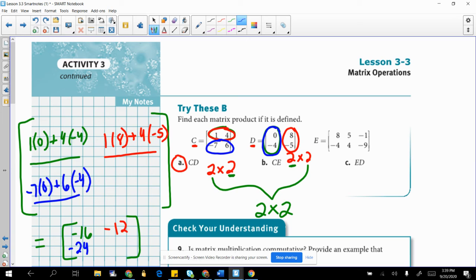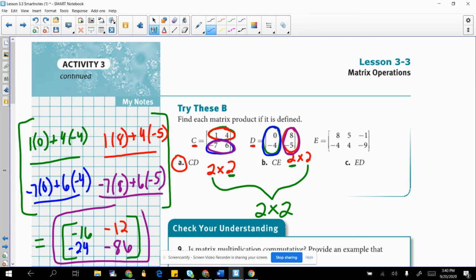All right. And then last color, I'll change to purple here. So we are in the second row, second column. So I have -7 times 8 plus 6 times -5. So -7 times 8 plus 6 times -5, you should get a -86. And that's it. That is your final answer right here.